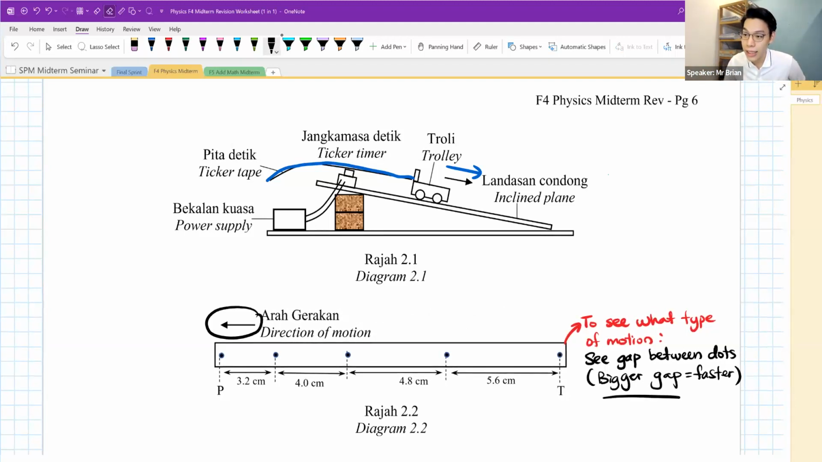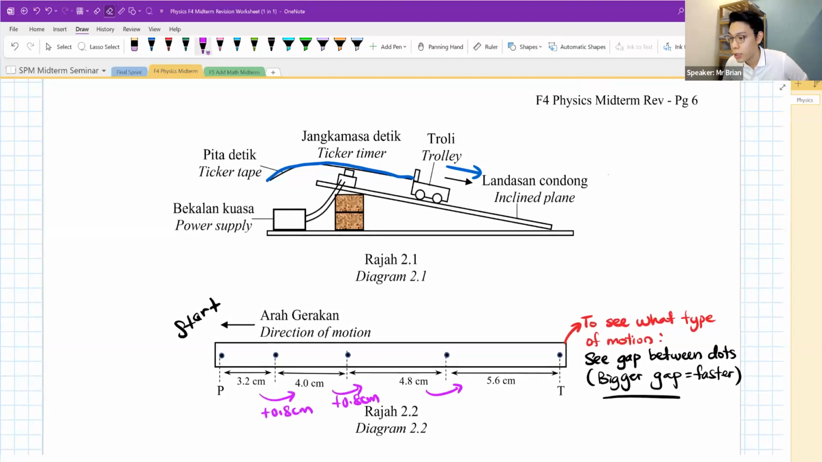This arrow means that this is the start of it. That means this part of the tape goes in first. But you see that the gaps become bigger, right? It's also very consistent. The most popular question they like to ask you is, what type of motion is this? State the type of motion.